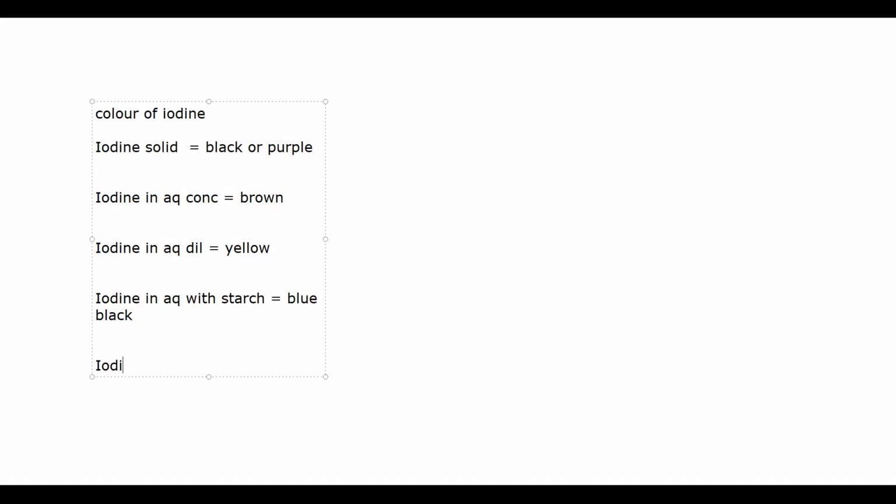And iodine in alcohol or organic solvent is pink in color. So these are the colors which you have to learn. Yeah, these are important things. You have to memorize these colors. It's related to paper 6 as well as paper 4.